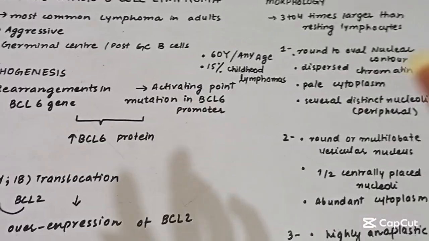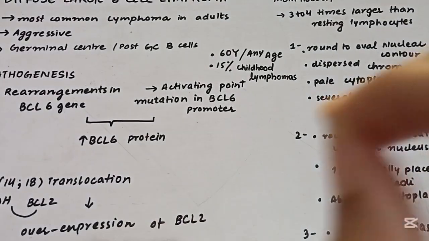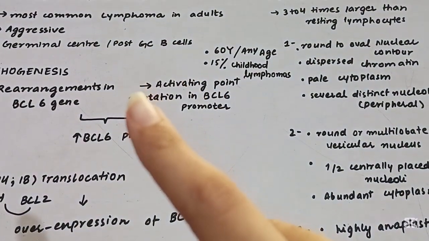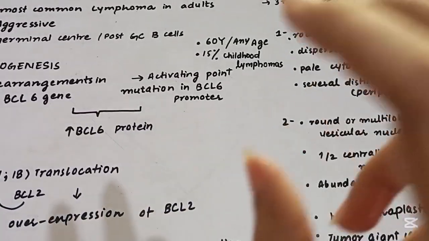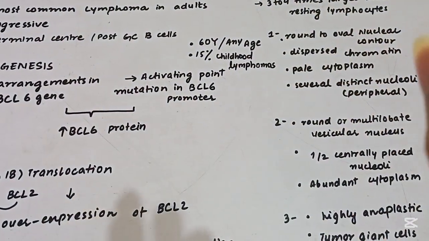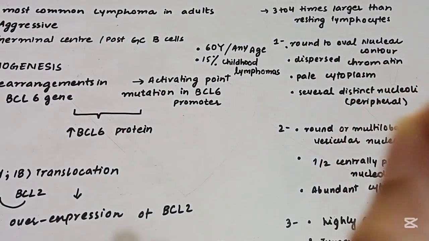Diffuse large B-cell lymphoma. It is the most common lymphoma in adults. It is aggressive in nature, and the cells of origin of this neoplasm are germinal center or post-germinal center B cells. The median age of occurrence of this neoplasm is 60 years, but it can occur at any age. It constitutes about 15% of childhood lymphomas.